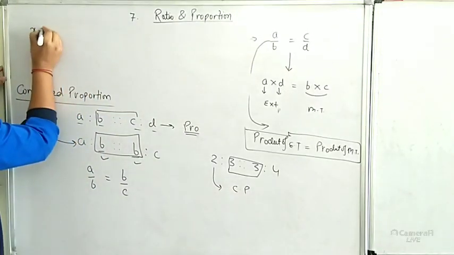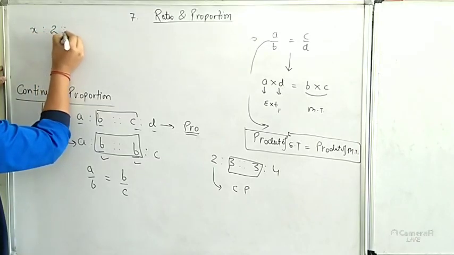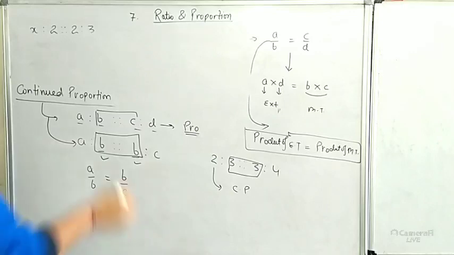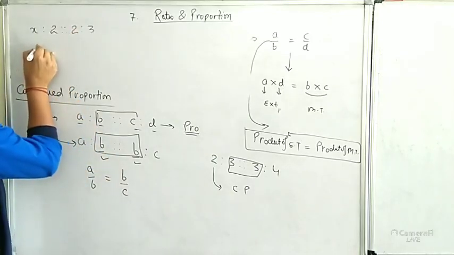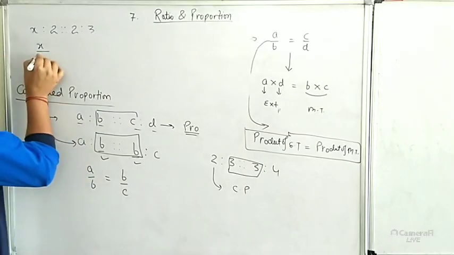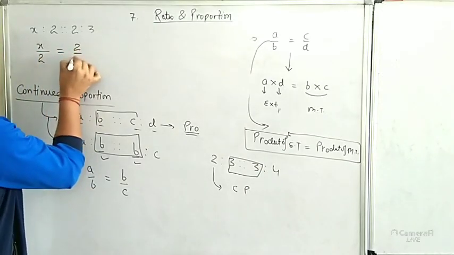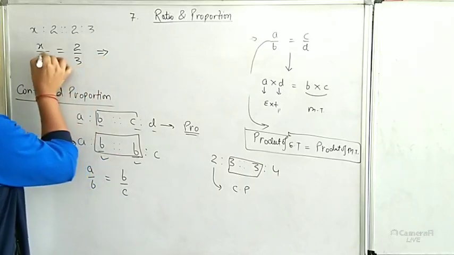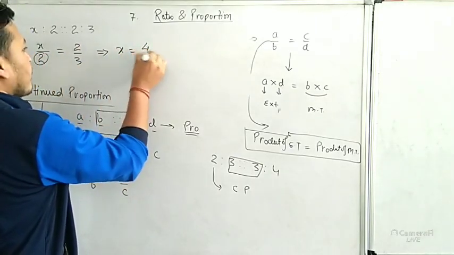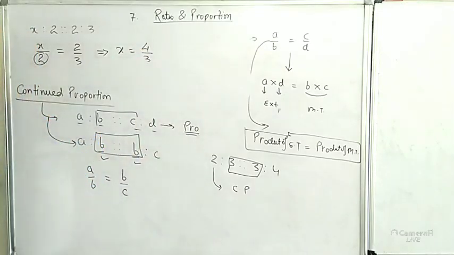Okay, one more example I am taking here. If x ratio 2, 2 ratio 3, and the question is to find the value of x. It is the form of the continued, so we can solve the question by the same method of the proportional. So x upon 2 is equal to 2 upon 3. What will be the value of x? Remove this 2 from the left hand side, so x is equal to 2 into 2, 4 by 3. So this is the value of x.